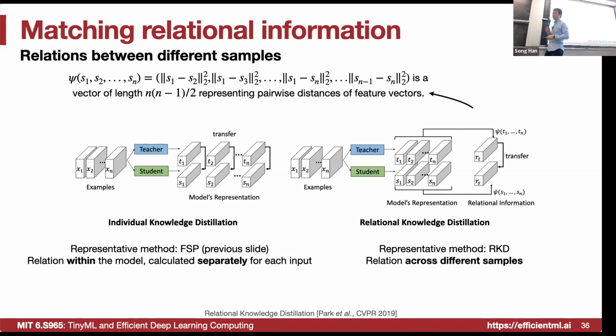So how many relations are there? How many pairs are there? n times n minus 1 divided by 2, right? So we have this number of pairs, and we calculate the distance of each of them. We use this L2 distance to denote the relationship between the outputs of images. That gives us a tensor in R^T, whose dimension is n times n minus 1 divided by 2, since we have this number of pairs.